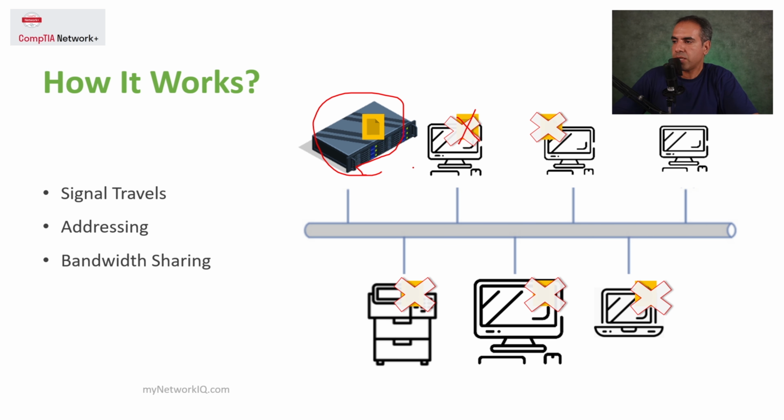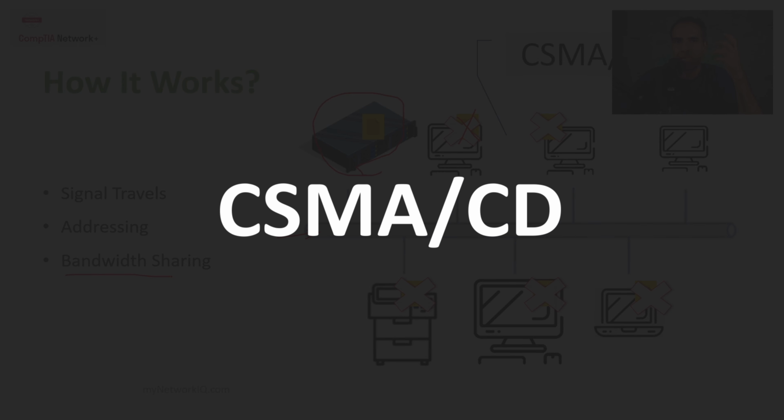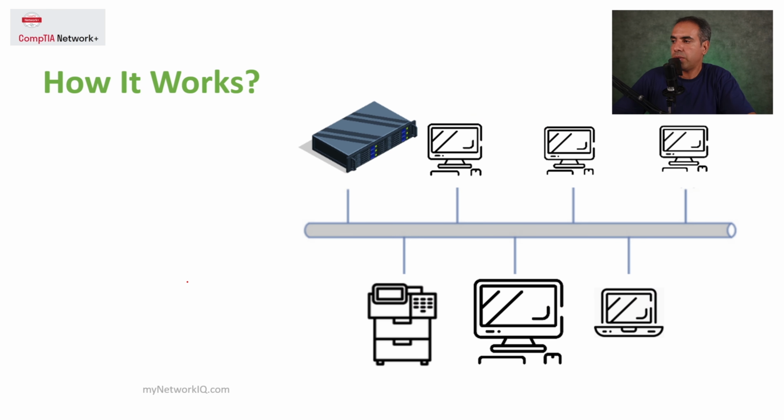And of course, this is a shared medium. I mean, this cable, this communication medium, is a bandwidth sharing medium, which means all devices share the same bandwidth, which can lead to slower performance as more devices are added. So more devices on the network lead to a slower network. And we call this access method CSMA/CD, and we will cover this concept in other videos, of course. So let's go to the next slide.